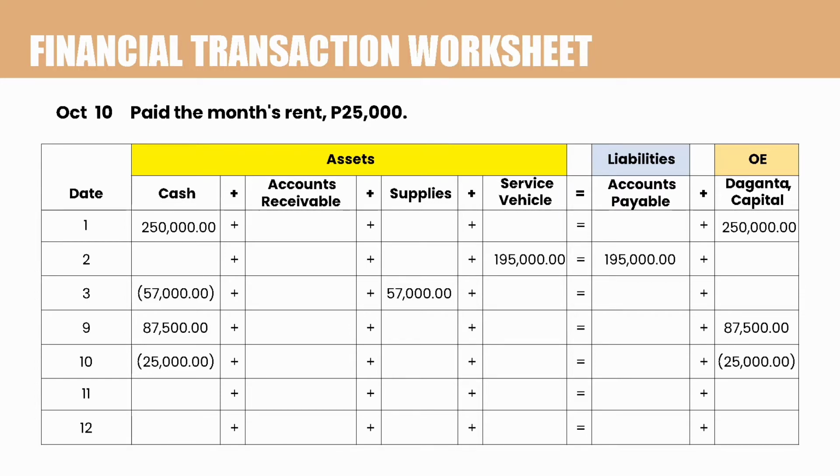Okay? Kaya yung 25,000 natin, siya ay napunta din sa ating Daganta Capital na column and yung 25,000 natin doon ay negative din. Para ma-indicate natin na yung negative na yun ay for an expense account. Okay? Kapag negative expense account yon, same goes with withdrawals kasi same lang naman sila ng nature. Binabawasan nila yung equity natin. Okay? And negative din sa ating cash because we pay cash as a payment for that rent.